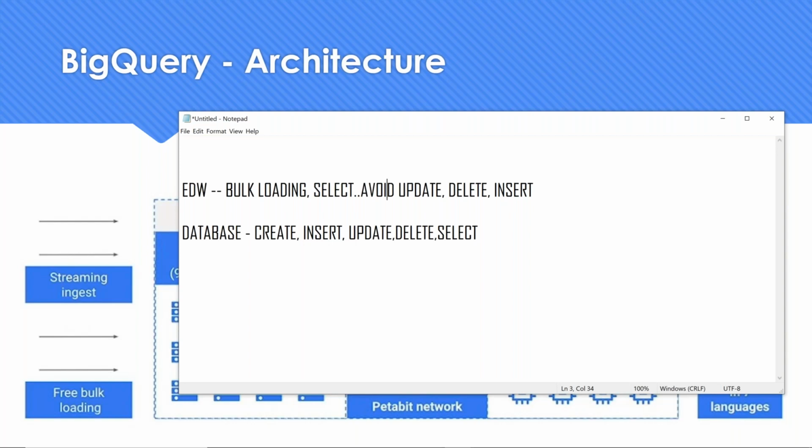So avoid doing updates, deletes, single inserts in the warehouse. Bulk inserts, bulk selecting is always a good choice. That's the main purpose of any enterprise warehouse, basically. And that's what we are going to spend more time on: different types of select statements, different types of optimizing it, all those things.